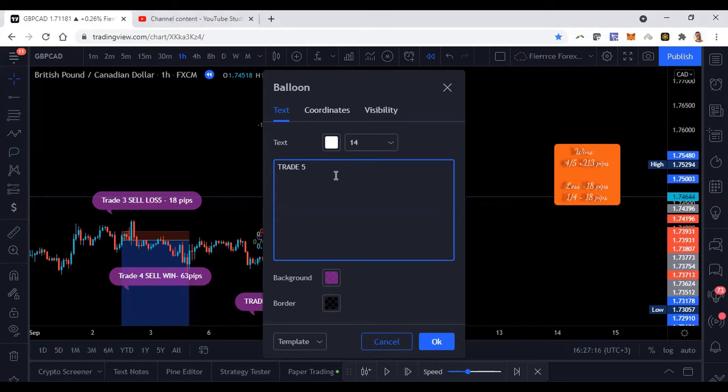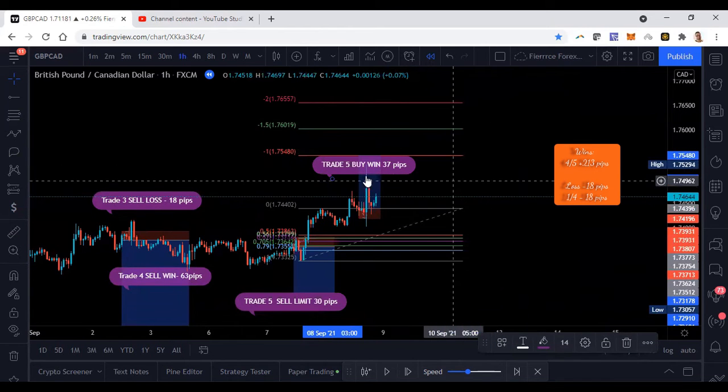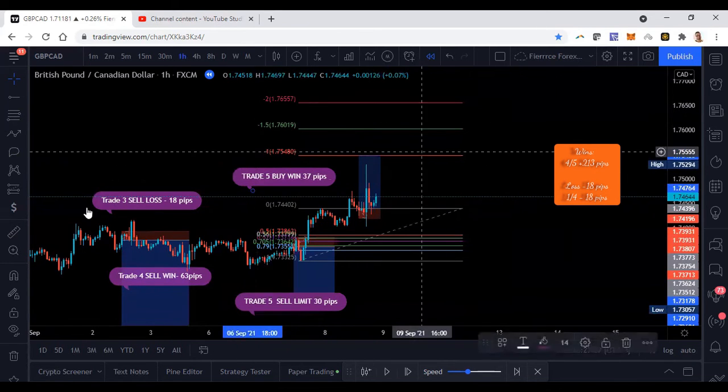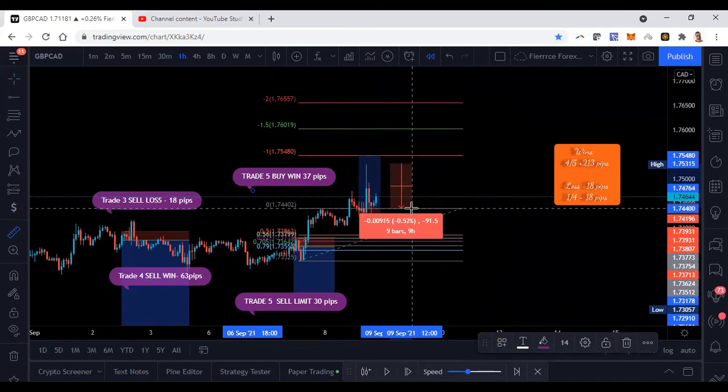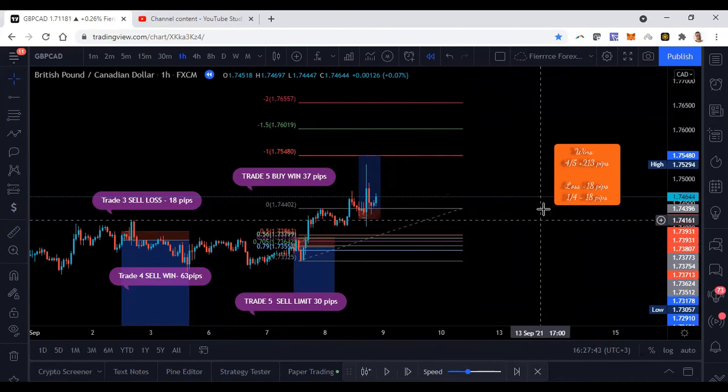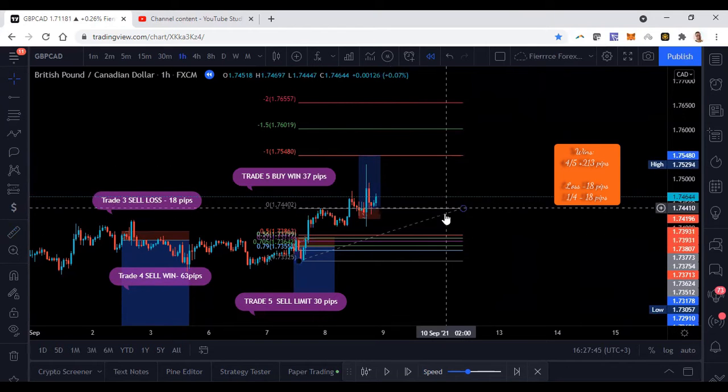Trade 5 was a buy, and we won 37 pips, and we could have lost 20 pips in case you didn't put your stop loss in profit. If you re-entered, you'd have garnered another, what did we say, 90 pips or 70 pips? 90 pips, which is awesome. So now a scenario like this, I'm done for the day.